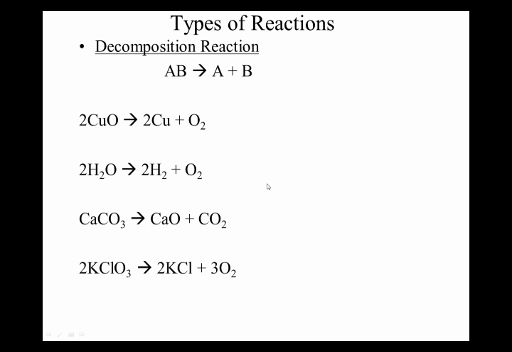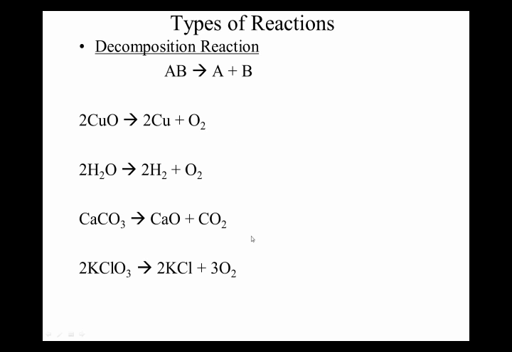The next type is the opposite. It's a decomposition. We're breaking it down. So we're taking one thing and breaking it into 2 or more things. Copper(II) oxide becomes copper and oxygen. Anytime you break one thing into 2 things, that's AB going to A and B.